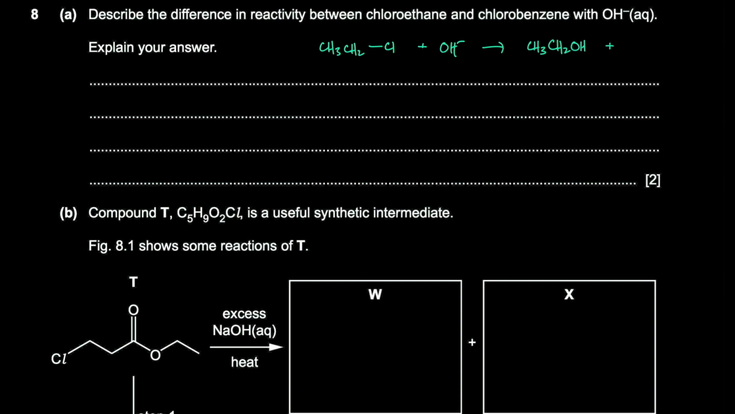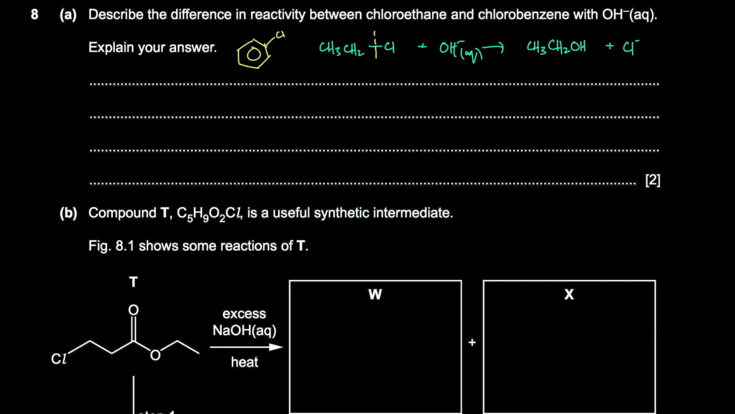CH3CH2OH, and we get Cl minus. This is when you have aqueous sodium hydroxide. So what's happening here is the hydrolysis of the carbon-chlorine bond. It's referred to as hydrolysis of halogenoalkanes. Now, in the case of chlorobenzene, hydrolysis does not occur.